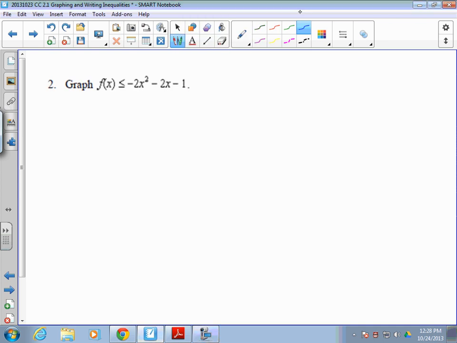Number 2 says f of x is less than or equal to negative 2x squared minus 2x minus 1. Remember, f of x is the same thing as y. So you're going to find x the same way, though. You find x by saying negative b over 2a. This is ax squared plus bx plus c. So negative b is negative 2, which is going to turn into positive 2 for us. And it's over 2a, which is 2 times negative 2, which is going to turn into negative 4. So x is going to be negative 2 over 4 or negative 1/2.